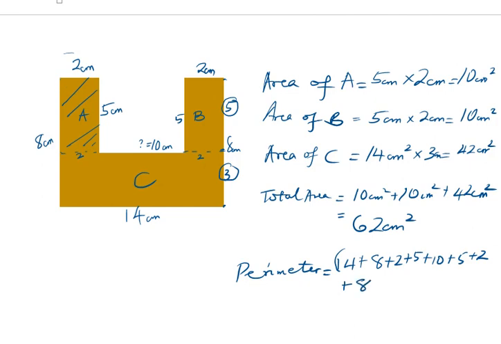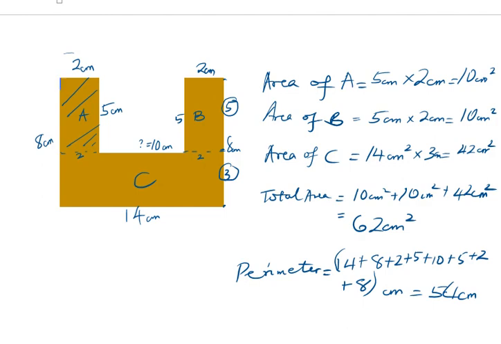Let me see how many values I have. 1, 2, 3, 4, 5, 6, 7, 8. Let's count here. 1, 2, 3, 4, 5, 6, 7, 8. So there are 8 sides, and all of them in cm. 14, 22, 22, 24, 29, 39, 44, 46, and 54 cm.